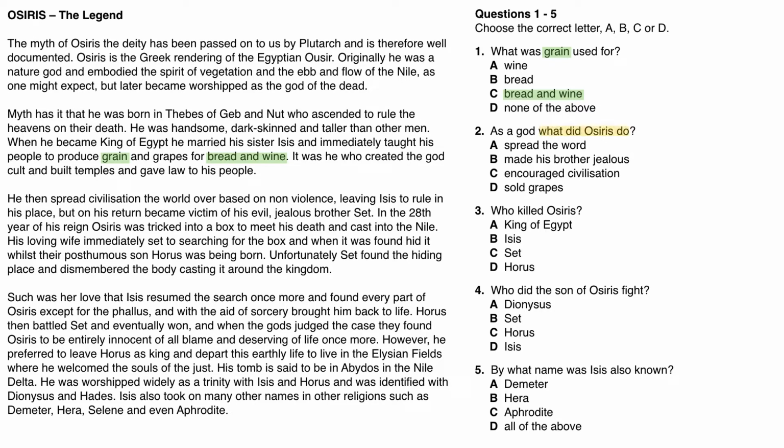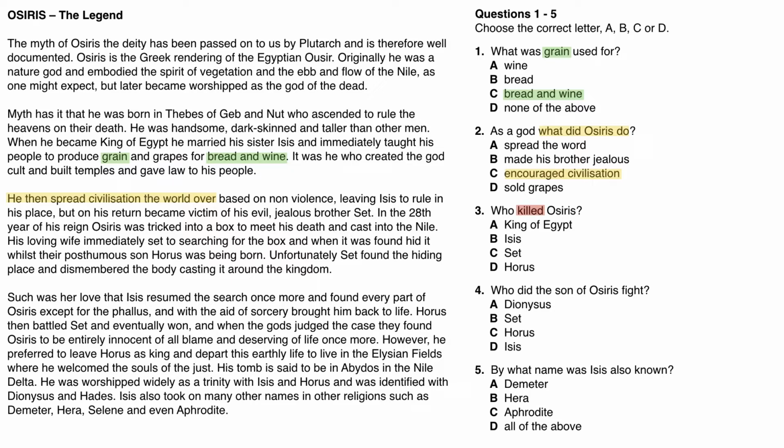Number 2, as a god, what did Osiris do? Many names are mentioned. You don't need to know who Osiris is. The information you need is in the text. So, Osiris spread civilization the world over. So we know the answer is going to be after number 1. So it's there in the 3rd paragraph. So he spread civilization. C, encouraged civilization. So he wanted it to grow.